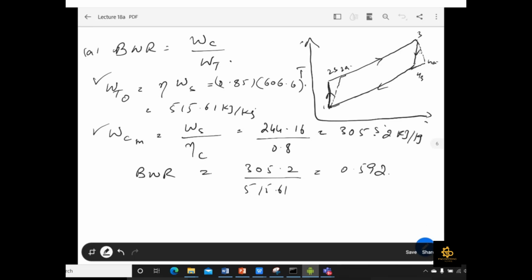If you compare with the previous example, in the previous example it was 40.3%. This increase is due to the irreversibility that occurs within the compressor and the turbine. That's why we get the higher back work ratio in the actual cycle.